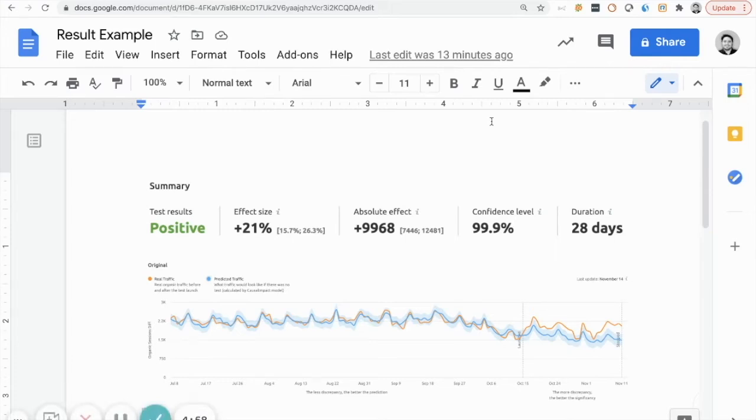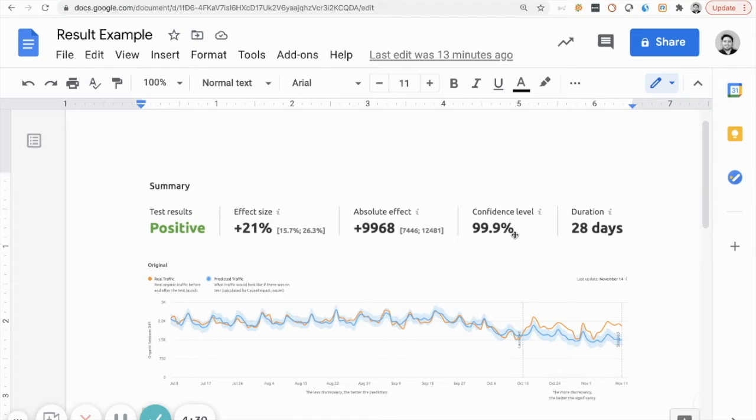Let's take a look now at some result examples. In the result summary, there's 5 areas that we're going to look at. The test results, which could be positive, negative, or no significant change. The effect size, which is the percentage of increase or decrease in organic sessions during the life of the test. The absolute effect, which is the number of increase or decrease in sessions during the life of the test. The confidence level: how confident are we in the test?